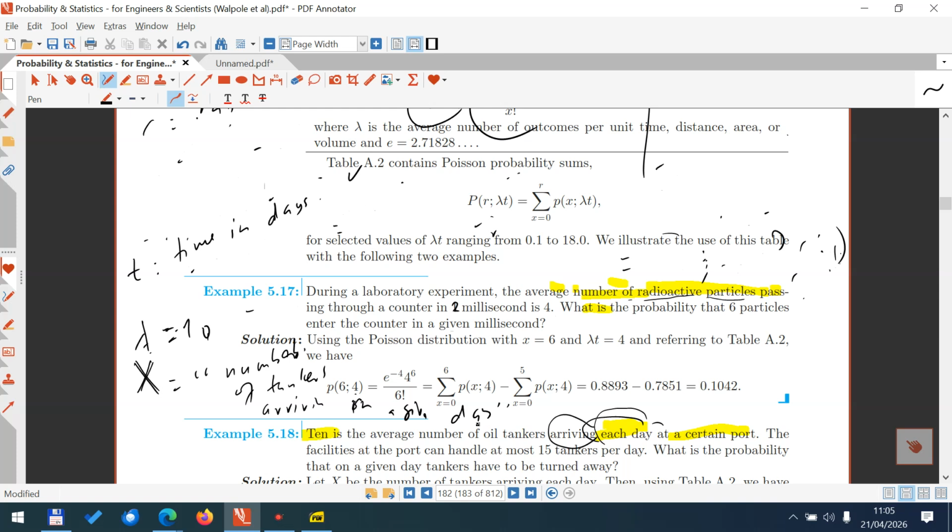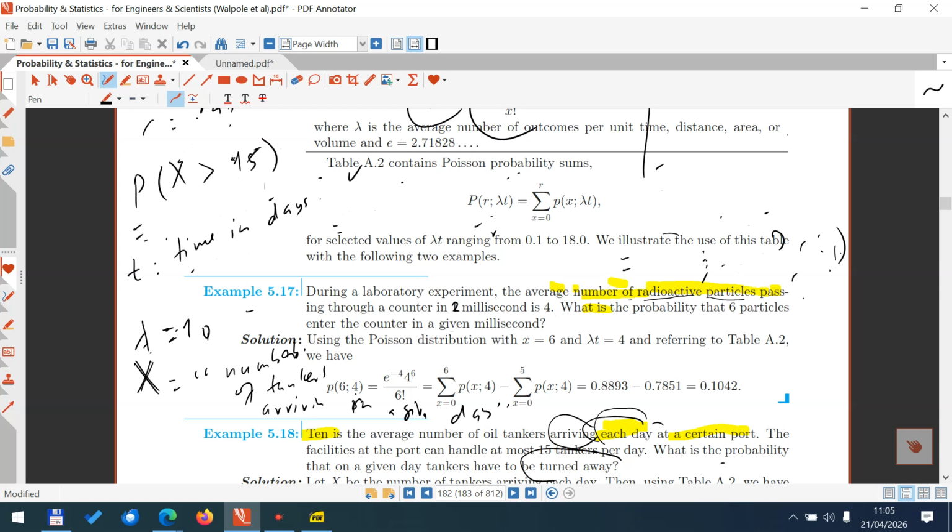On any given day, the number of oil tankers arriving is the random variable. So now tell me which probability is being asked to compute here. P of X what? Of course, it has to relate to 15. So is it less than 15 or greater than 15? Greater than, because in that case the tanker has to be turned away.